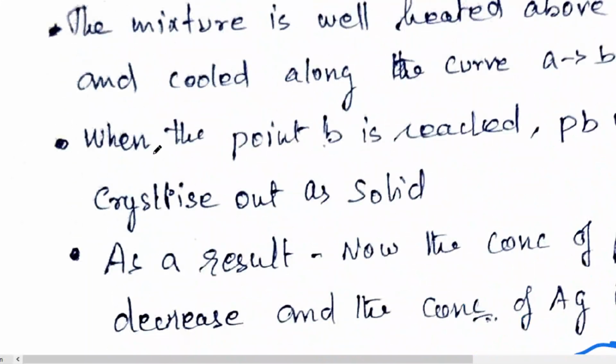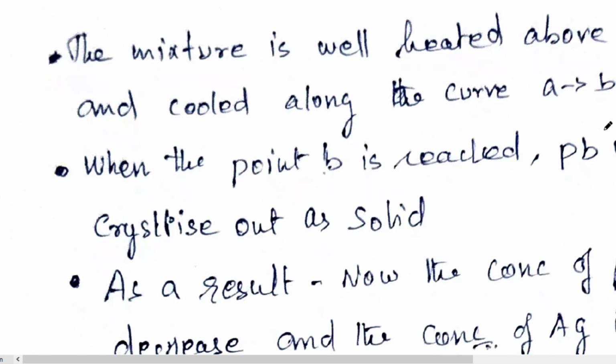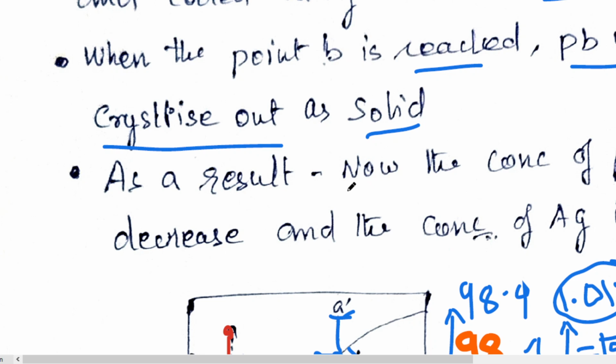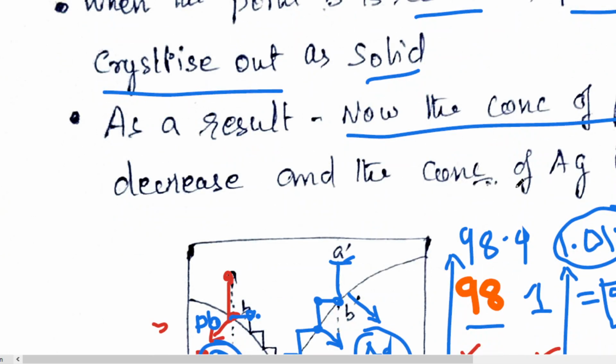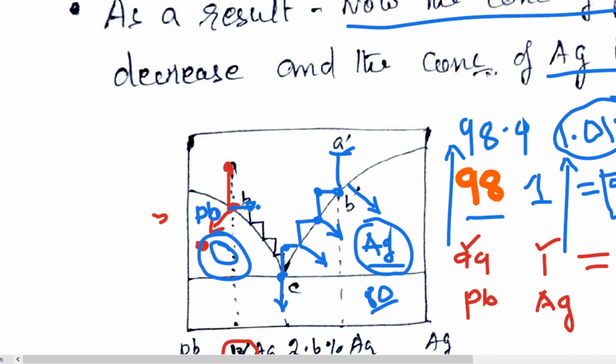Okay, we can see here the mixture is well heated. I am taking a composition well heated above. Okay, I have explained all this. What have we explained? I have written here. From A to B, when the point B is reached, when you cool, lead will crystallize out as a solid. As a result, a new concentration. Now the concentration of lead decreases and the concentration of silver increases, that I have already told you.